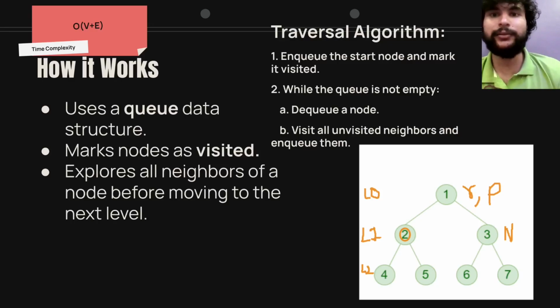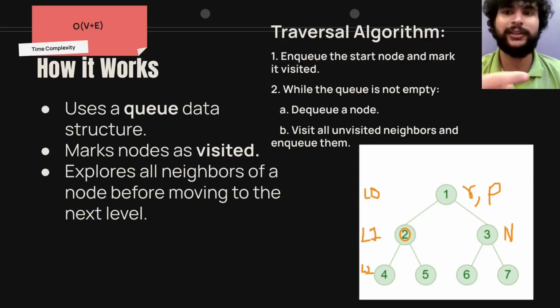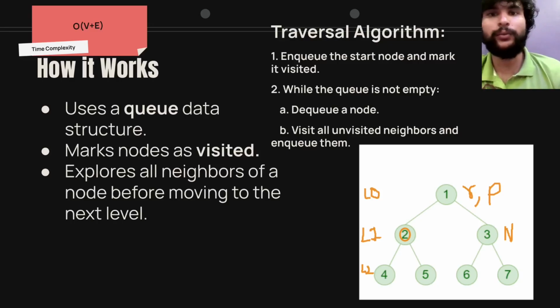First, we enqueue the start node into the queue. That means we add it to the line and we mark it as visited so we don't visit it again later. Then we enter a loop. This loop runs as long as the queue is not empty, meaning there are still nodes left to explore. Inside this loop, we dequeue one node. That means we take the front node from the queue.